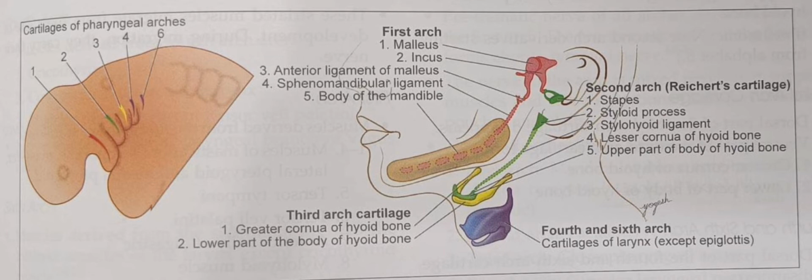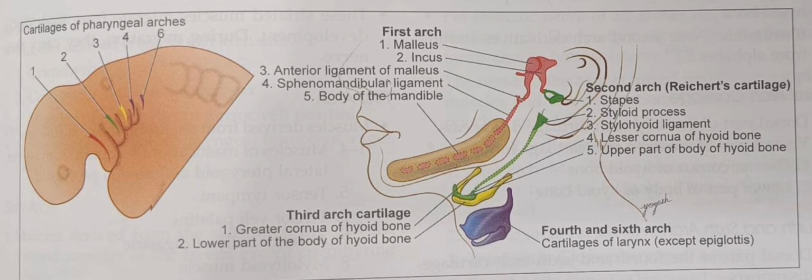Now the skeletal elements of the second arch: stapes, styloid process, short or lesser cornu of hyoid bone, superior part of the body of the hyoid bone. Third arch, greater cornu of hyoid bone and lower part of the body of the hyoid bone. Now the fourth arch is related with laryngeal cartilages except epiglottis.